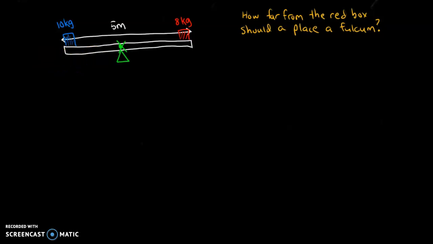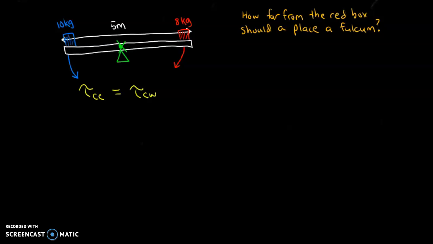Okay, one object, the blue one, is going to try to rotate it this way, and the other object, my red one, is going to try to rotate it the opposite way. So I want the torque from these two objects to be the same. As we mentioned yesterday in that video, I want the torque counterclockwise to equal my torque clockwise. My red one is going to rotate it clockwise, my blue one will rotate it counterclockwise.